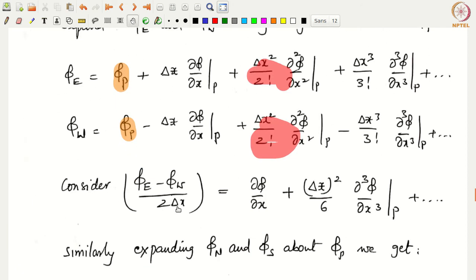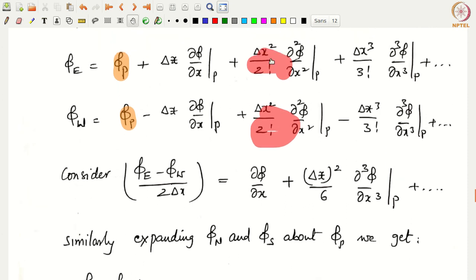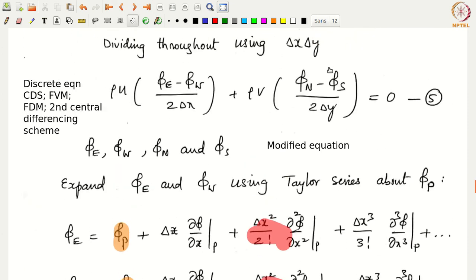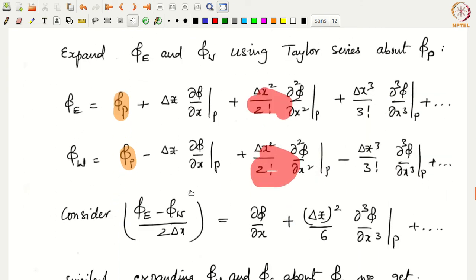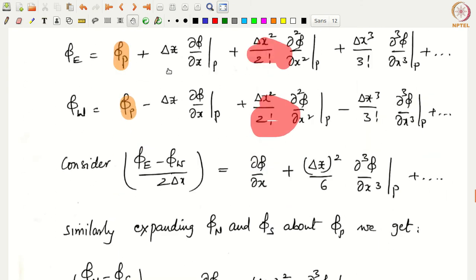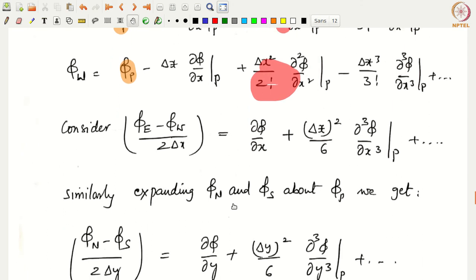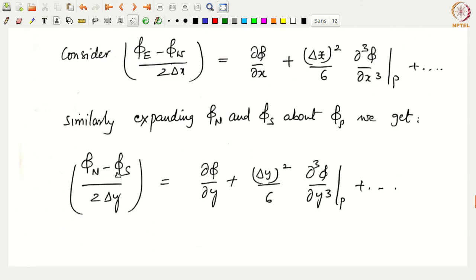Now we also have to expand phi north and phi south in terms of phi p, and then find a value for phi north minus phi south by 2 delta y. I have not done this, but you can do it on very similar lines by replacing delta x with delta y and partial phi partial x with partial phi partial y, and so on. You can show that phi north minus phi south by 2 delta y equals partial phi partial y plus delta y square by 6 partial cube phi by partial y cube, and so on.